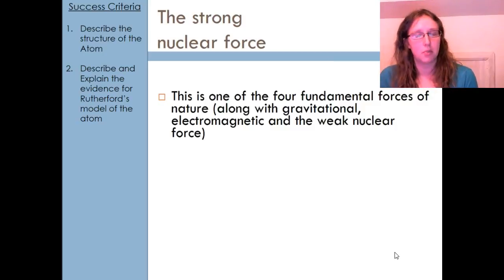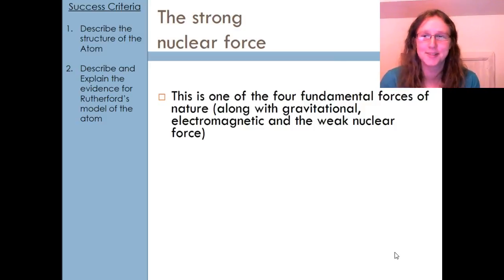Weak nuclear force we'll talk about more later. Gravitational force you already know a lot about. Electromagnetic force you already know a lot about. So now let's learn a lot about the strong nuclear force.